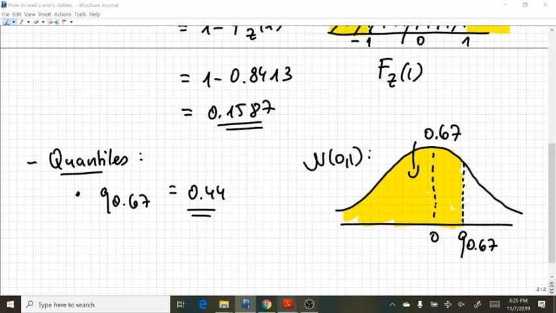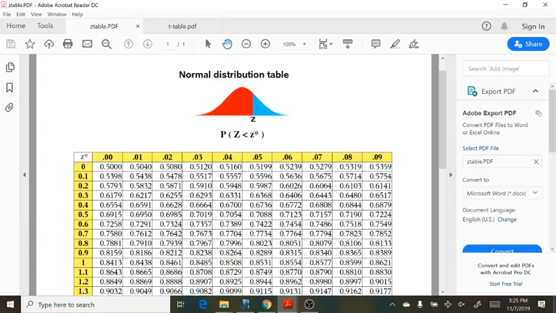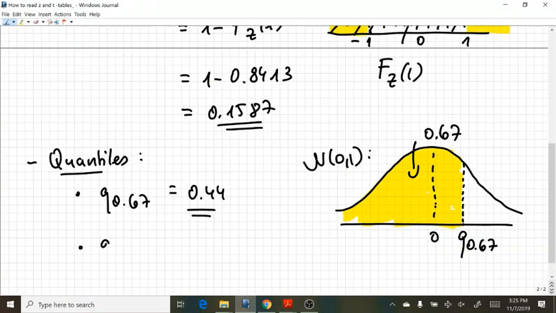Now, in my z-table, I only have specific probabilities, right? So say that I am looking for a probability that is in between two numbers. So say the 0.9th quantile.